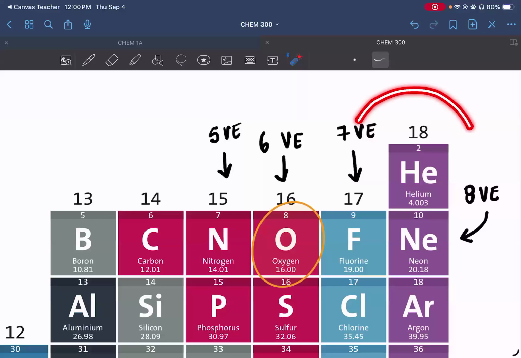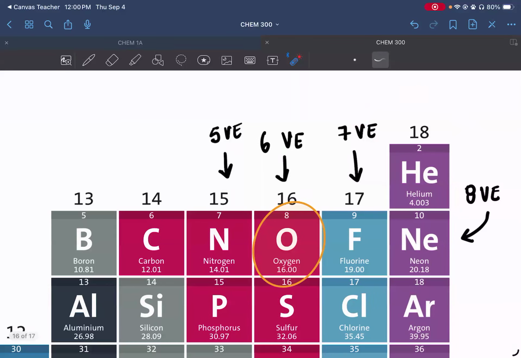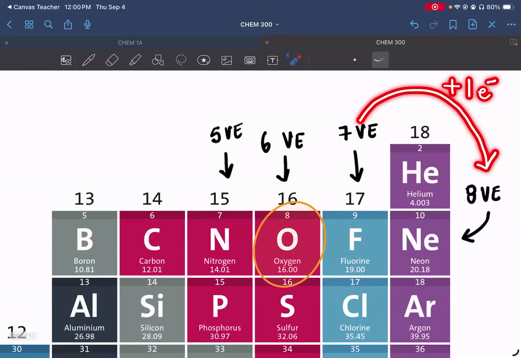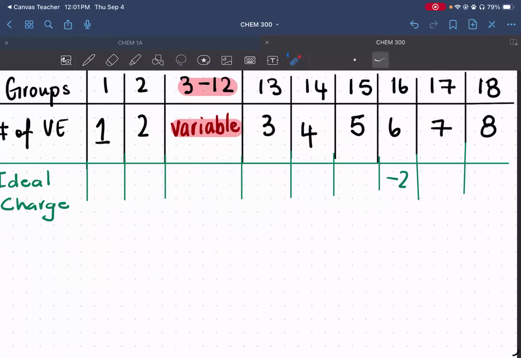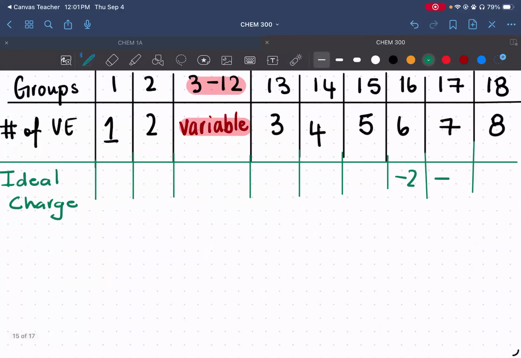For group 17 to look like a noble gas, we simply need to gain 1 electron. To go from group 15, you need to gain 3 valence electrons. And that tells us their respective charges. With that, we know that group 17's ideal charge is -1. Group 15's ideal charge is -3. It should come as no surprise that in the case of group 18, they're already happy, they're already noble, so they don't have an ideal charge.